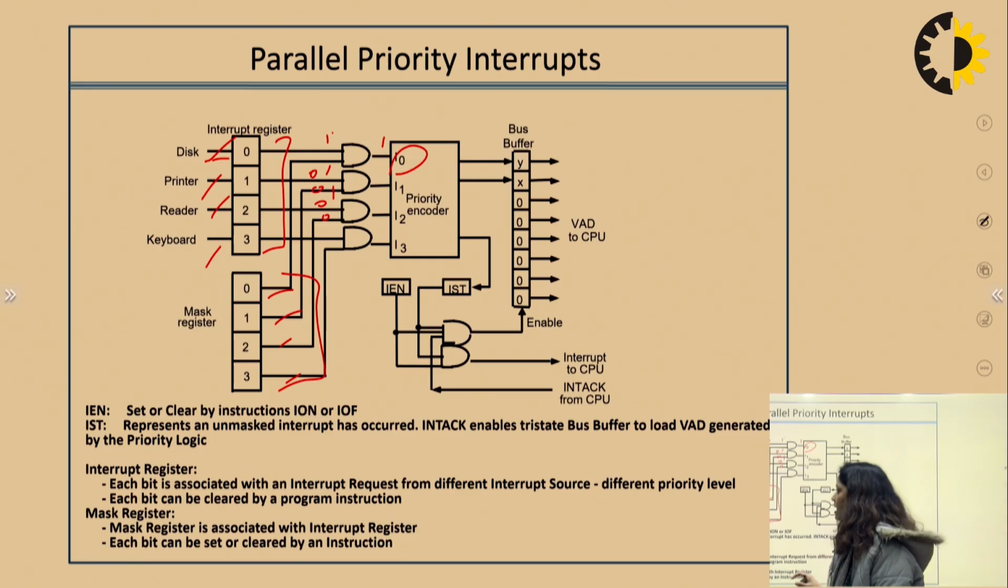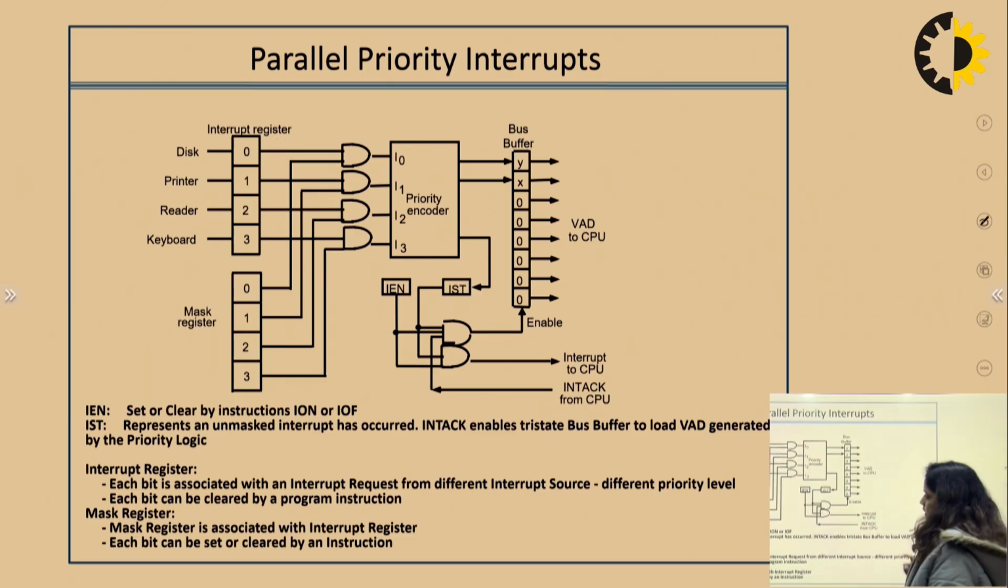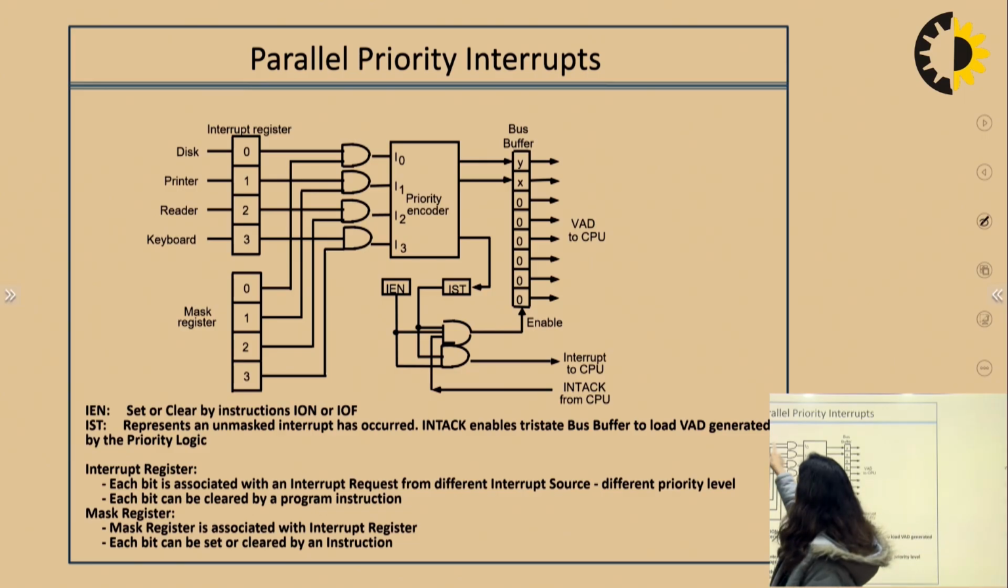So it doesn't matter whether the masking bit is having 0 or 1 value. If the printer is generating 0, then the masking register's second input will be generating 0 only. So at one time only one interrupt will be generated by the parallel connected devices. So when the disk will be generating a request, it will be putting 1, and the maskable register is also putting 1.